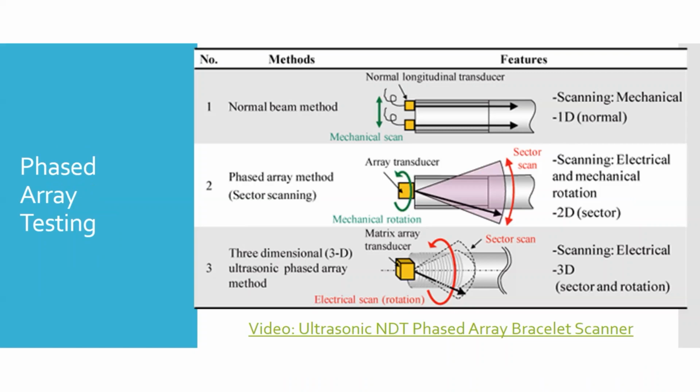Three-dimensional matrix array, you have an electrical rotation where the beam, the sound, we can change that deflection angle of the sound where it's going into the part. It can be done sometimes by using different frequencies or different material properties or being able to move stuff. So it can be mechanically or electrically done. The last one is a phased array, and that one's easier to show with a video. So I've got a video here that I'm going to pull up to demonstrate phased array.